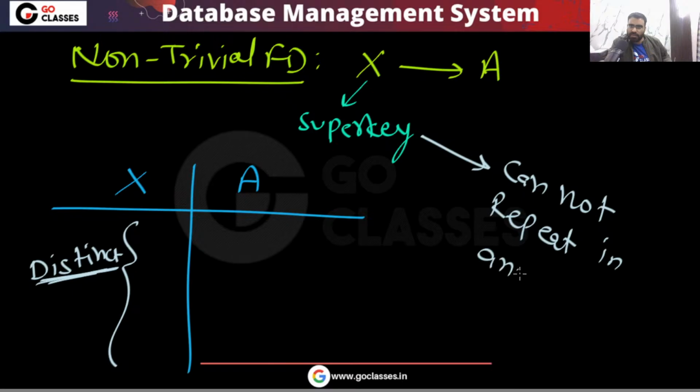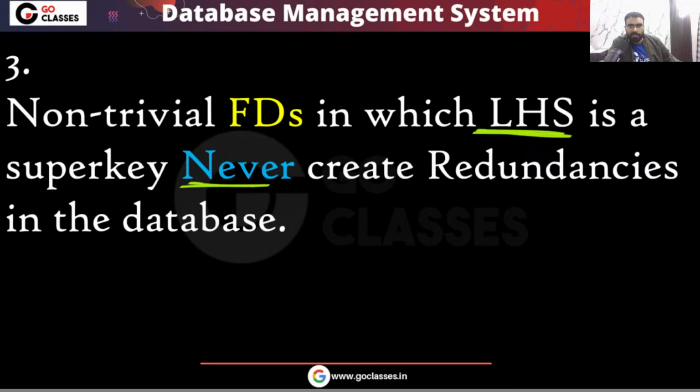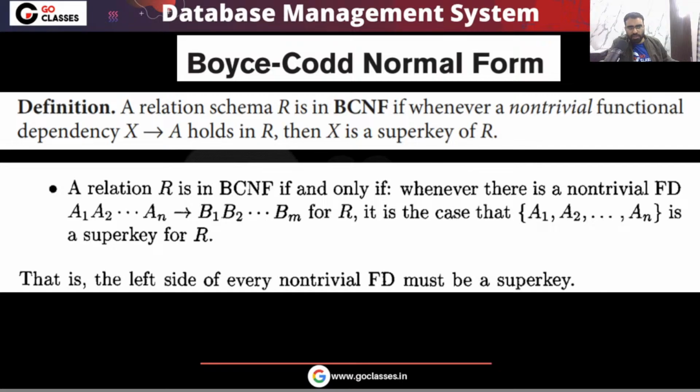In any two tuples, in any two rows, this can never repeat. Very simple. So this is what I'm saying: a non-trivial functional dependency where the LHS is a super key never creates redundancy in the database. I hope you understood.